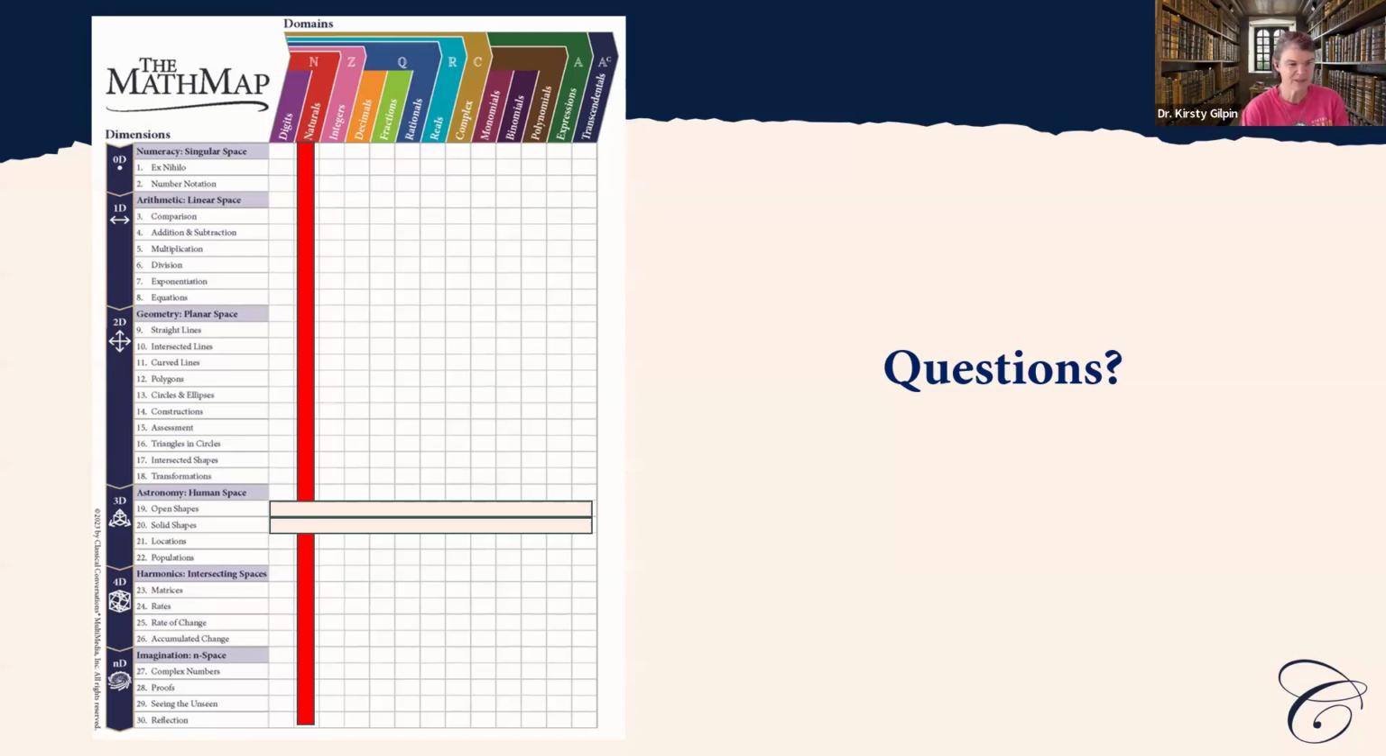Last week we wrapped up 2D, and this week we're going to talk about open shapes and solid shapes in 3D. And as always, we'll pause for a moment in case there are some questions that need to be asked before we jump in. Does anybody have some lingering questions?